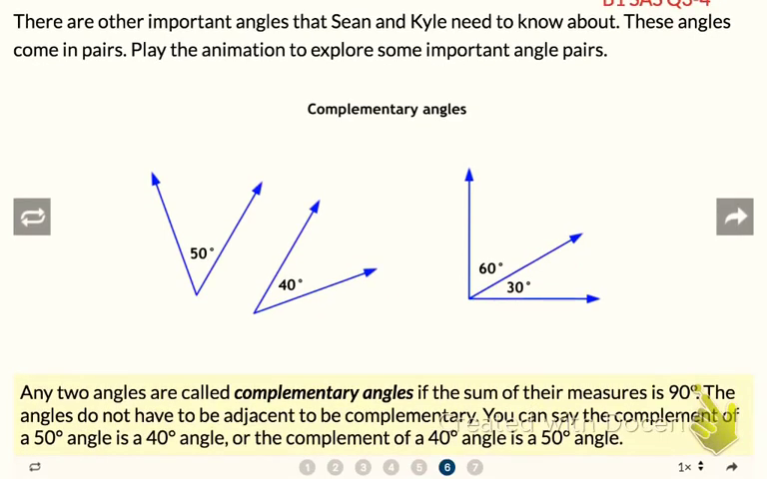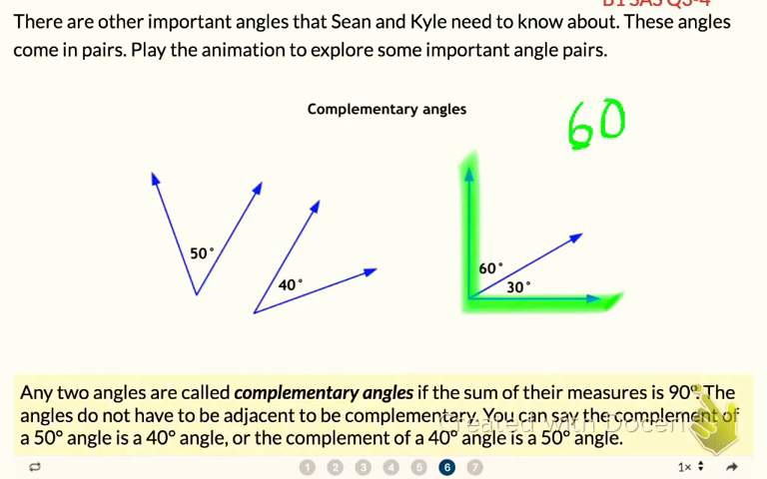So now we're going to move on to complementary angles. Complementary angles are two angles whose sum measures, or adds up to, a total measure of 90 degrees. They don't actually have to be adjacent and touching to be complementary, just as long as the sum of the two numbers is equal to 90. So I'm going to start with the two that are adjacent over here. This one's 60 degrees plus 30 degrees, and when we add those up, that is equal to 90 degrees.